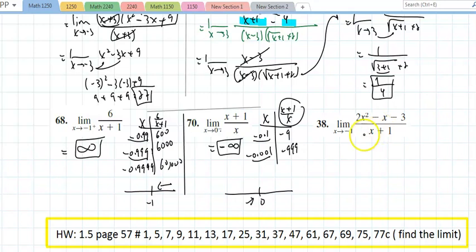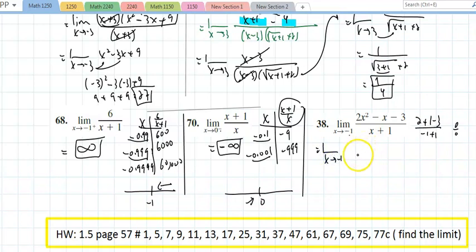Two-sided, you say, okay, well, how about this one? X approaches negative 1. Put a negative 1 in there. 2 times negative 1, so that's 2 plus 1 minus 3 over negative 1 plus 1. Isn't that 0 over 0? I am going to simplify this. How do you simplify this? You factor it.